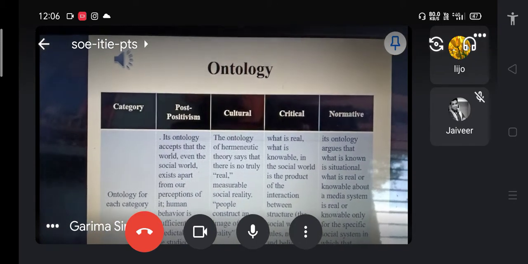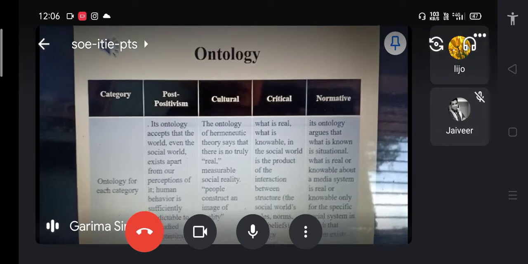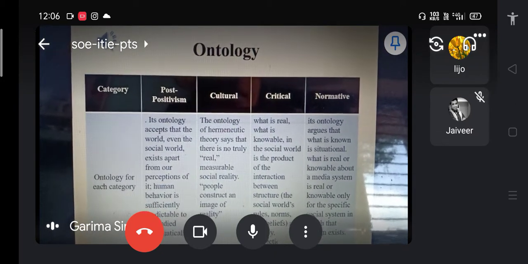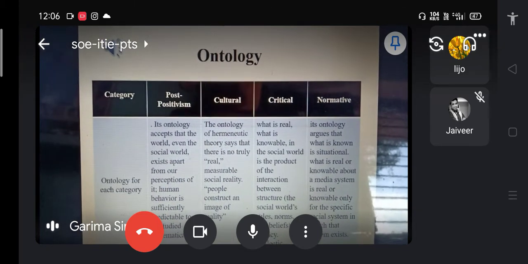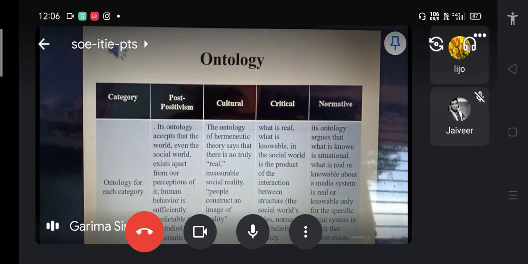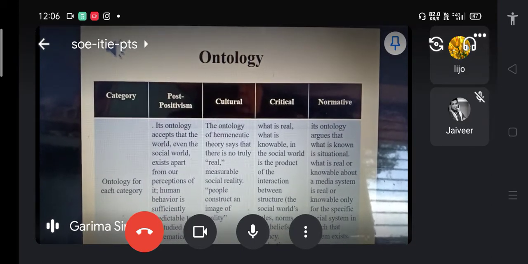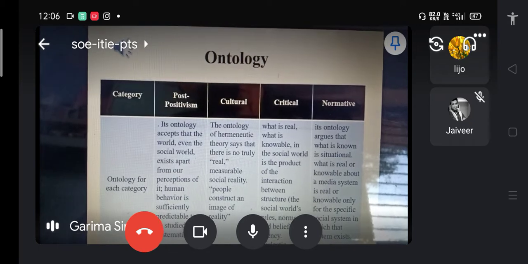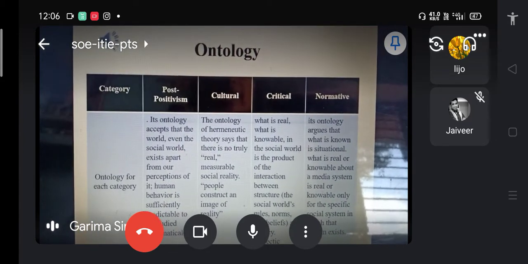Okay, now this is the second base of division, and this is the first philosophical category that is used in dividing the four divisions of communication research theories. The divisions are post-positivism, cultural, critical, and normative, and the philosophical category that is used is ontology.